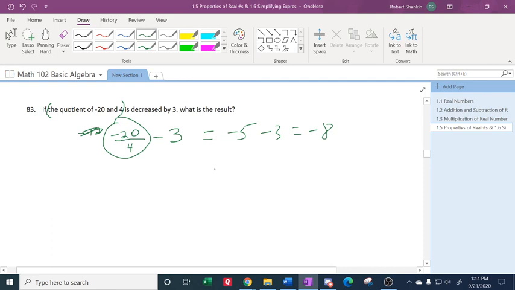Okay. And 84. Wait, can you go back to that? How did you get negative 5? Negative 20 divided by 4. Oh, okay. Negative divided by positive is negative, and 20 divided by 4 is 5. Okay, sorry, I missed that. Okay? Now, you still want me to do 84? Yeah, if you can.